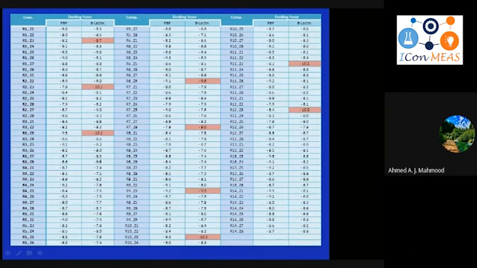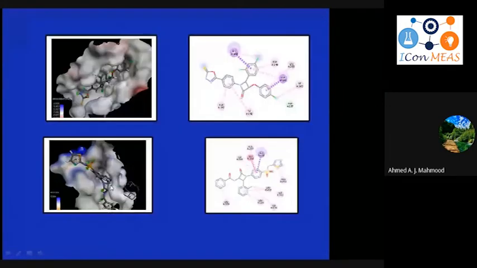Also, we chose compounds with scores of -10.5 and lower. We chose 9 compounds to be synthesized and tested. This is the picture of the 3-dimensional and 2-dimensional structures within the enzyme pocket for the docking poses.